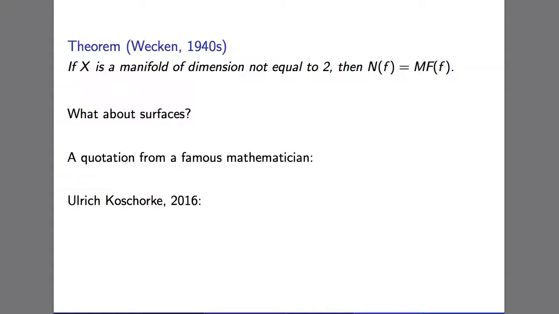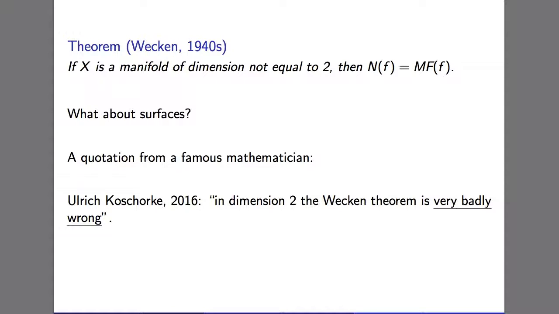I thought we should start with a quotation from a famous mathematician to begin the talk. This is from Ulrich Koschorke, from yesterday, a quotation from 2016. He said, in dimension 2, the Beckon theorem, I wrote this down when he said this, the Beckon theorem is very badly wrong. In dimension 2, the Nielsen number is not equal to the minimum number of fixed points. Very badly wrong.